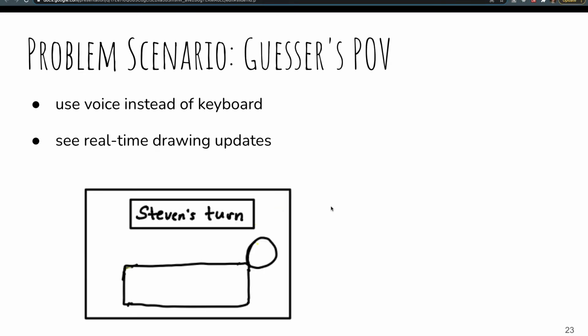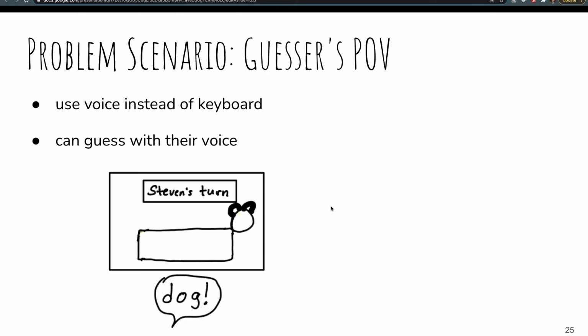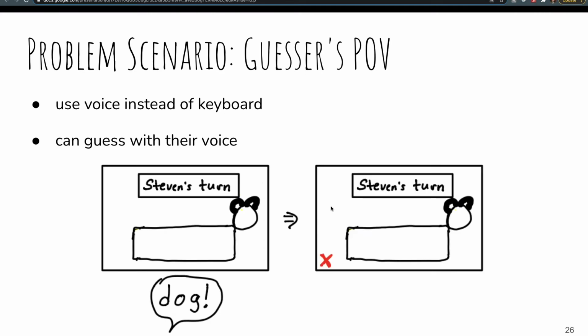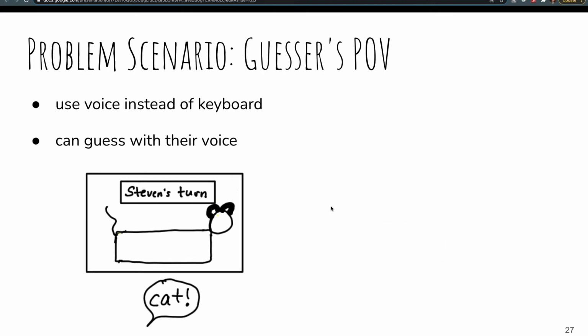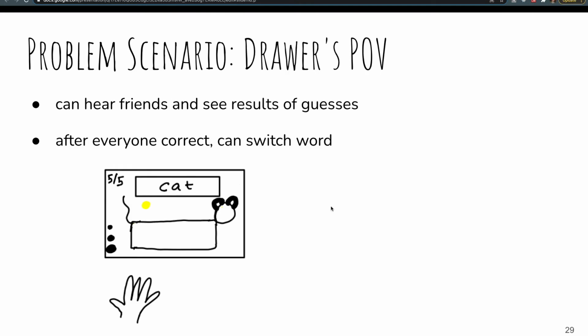Now, from the guesser's point of view, the important thing is using a voice instead of a keyboard. They'll be able to see real-time drawing updates from their drawing friends, and when they think they have a guess, they can say it to their computer, in this case dog, which is incorrect, so they'll get some kind of feedback on their screens. If, on the other hand, they see a long tail and guess cat, the computer will say yes, that's correct, and the system will show a green check mark at the bottom of the screen.